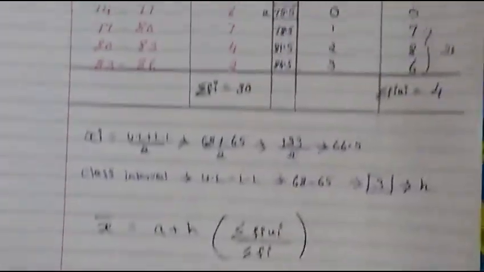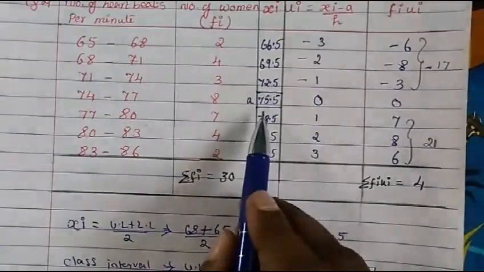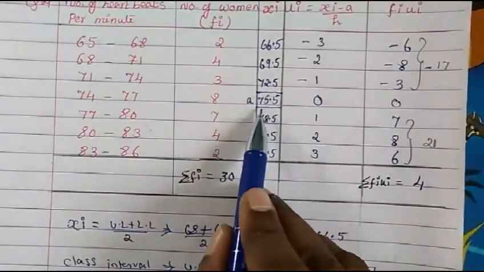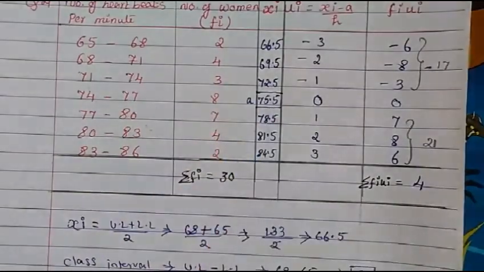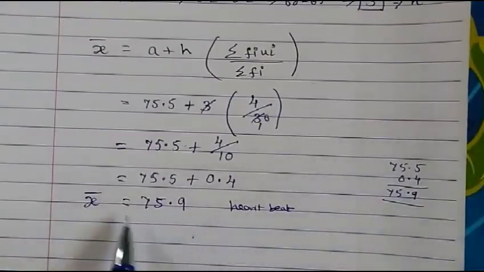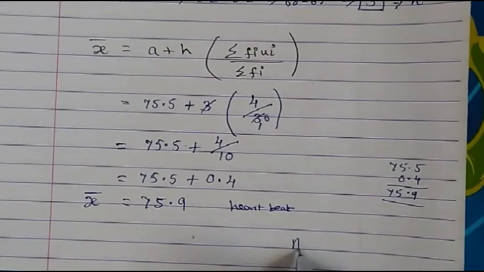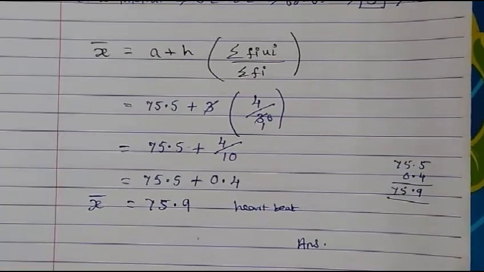See, always the answer comes more or less where you have assumed the mean. So you see, you have assumed here 75.5, so more or less there only it has come. So that's our answer. Thank you.